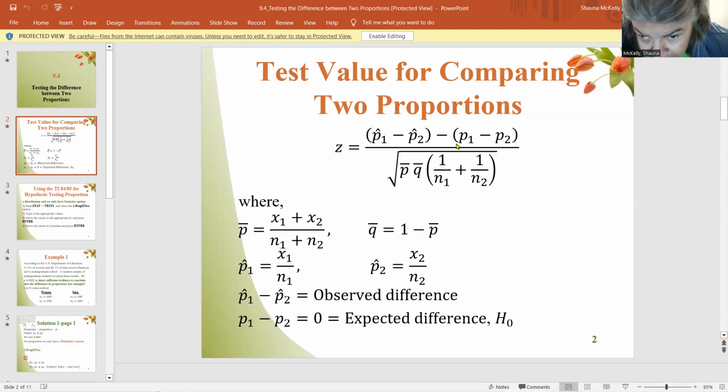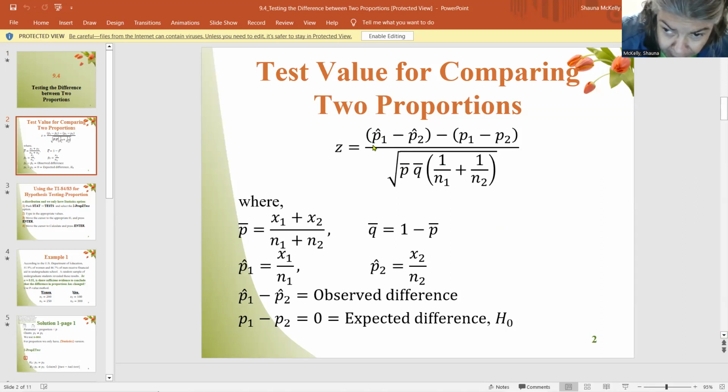This is just for your own sake. This is the formula for the test statistic for a two proportion test. You're not required to use it or know it, but she does want you to be familiar with some of the notation because some of it reappears in your confidence interval and in your hypothesis. So she wants you to be aware of what it is.